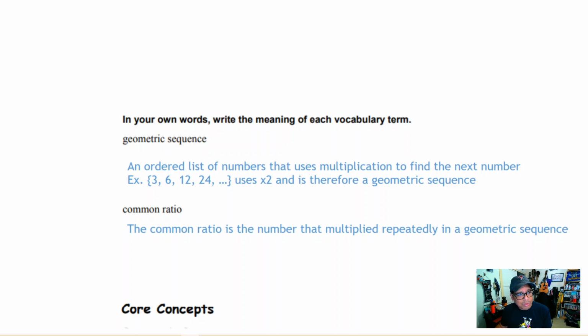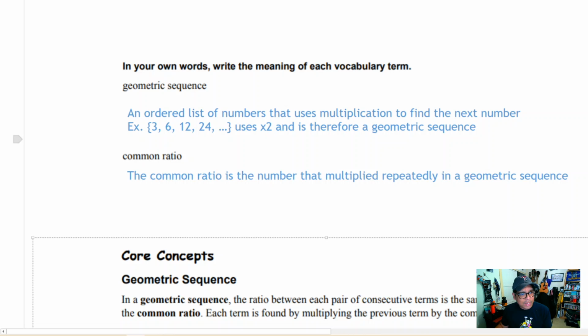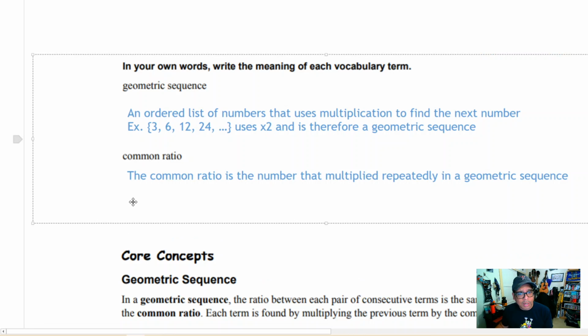So 3 times 2 is 6. 6 times 2 is 12. 12 times 2 is 24. We're using multiply by 2. So this is an example of a geometric sequence. A common ratio, that's just the number that we're multiplying over and over again. So in this example here, the common ratio is actually just 2.